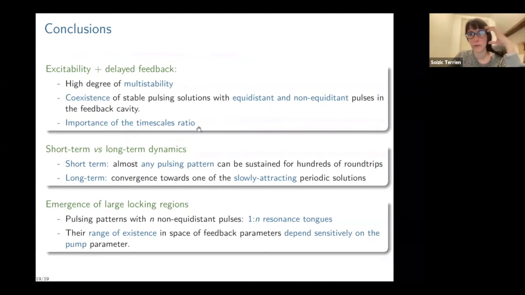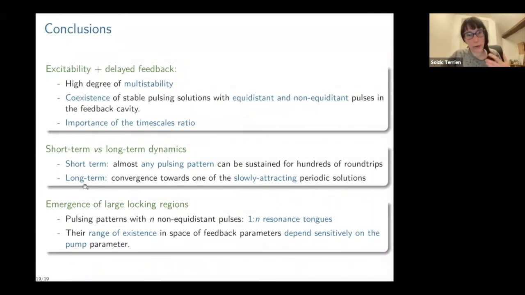So this is really what drives the dynamics here, and says whether or not we can observe non-equidistant pulsing patterns. Importantly, because of the particular features of the excitable system, we have a difference between short-term and long-term dynamics. In the short term, almost any pulsing pattern could be sustained for hundreds of round trips, but this doesn't mean that it corresponds to a stable solution. We really have to study the long-term dynamics, in particular through bifurcation analysis.